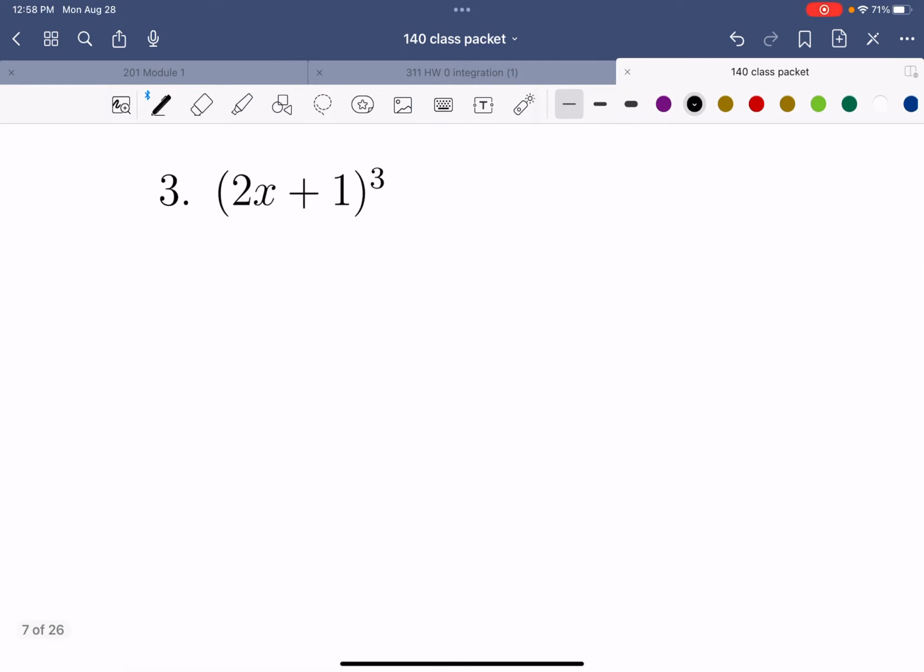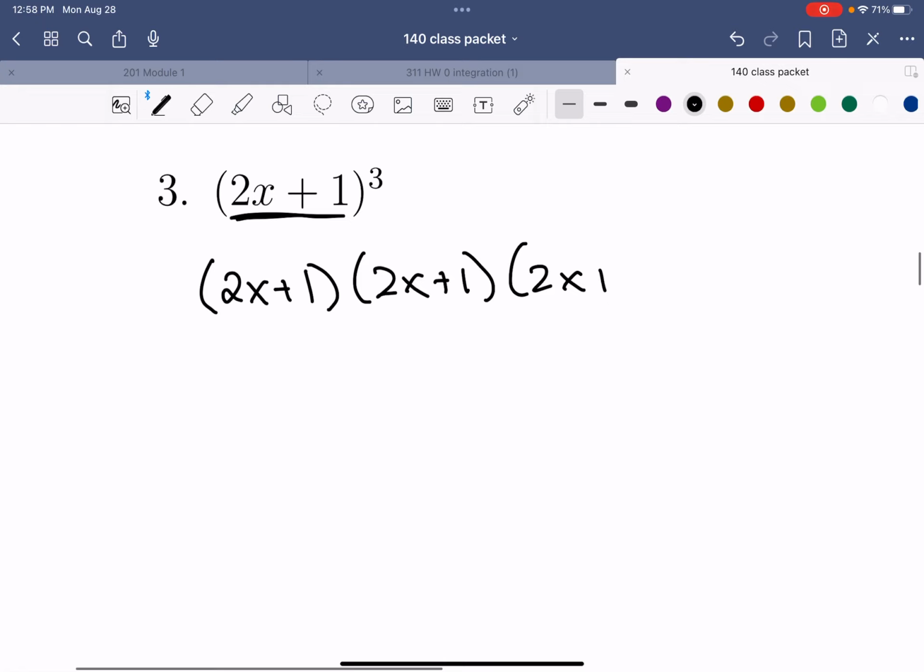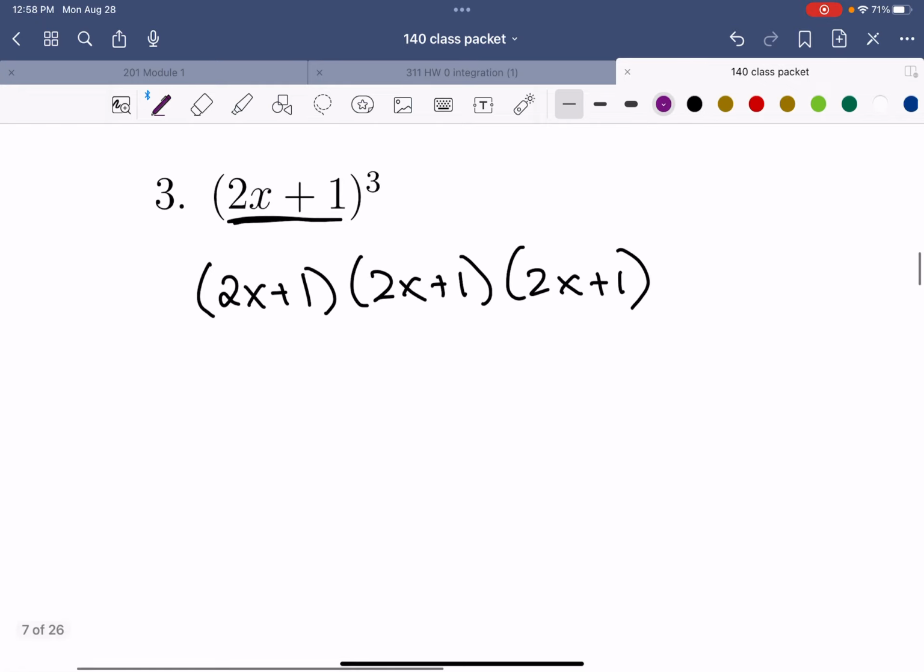All right, something cubed. What this means is that I'm multiplying what's in parentheses 3 times. So that's 2x plus 1 times 2x plus 1 times 2x plus 1. So the way I'm going to tackle this is I'm going to take the first two first. So I'm going to multiply this one times this one. And that's 2x plus 1 squared. So you could use your shortcut here, or we can just multiply it out.